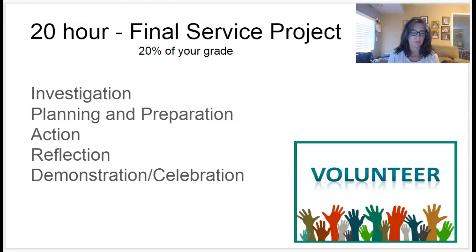It doesn't look real pretty right now, but you can add stuff to it and change the font and change the color to fit whatever it is that you did for your project. So what you're going to do is we'll take a look at all the different steps that you actually went through to complete your project. Remember, step 1 was investigation, planning and preparation, action, reflection, and demonstration and celebration.